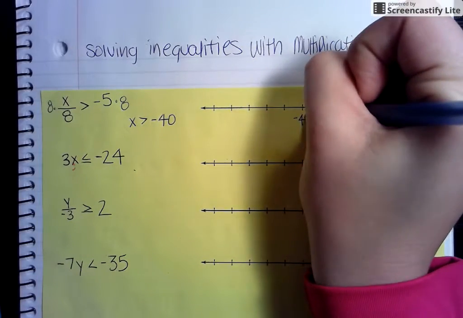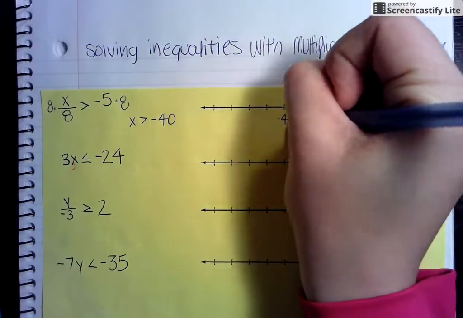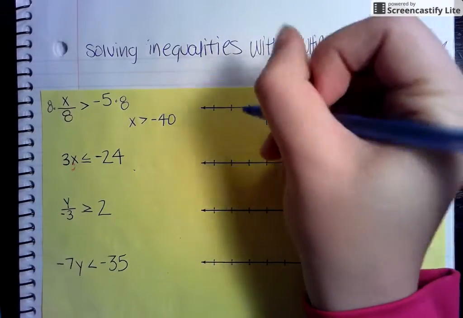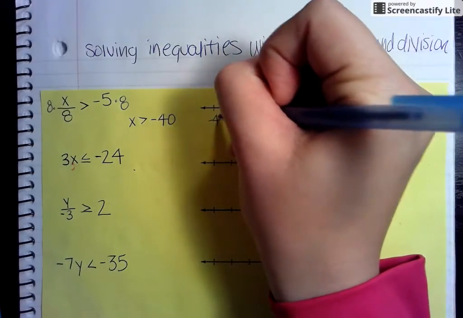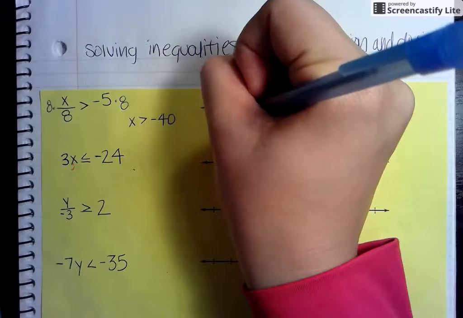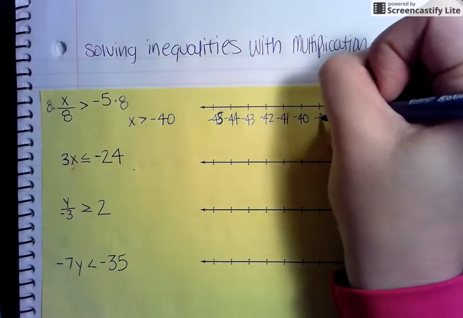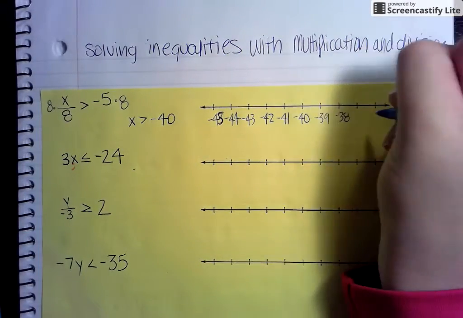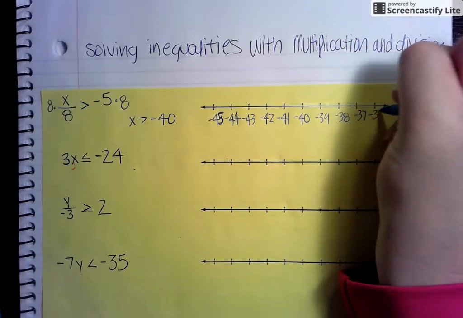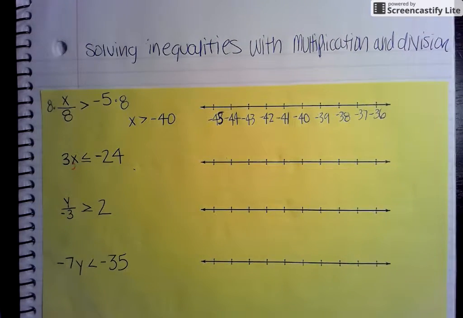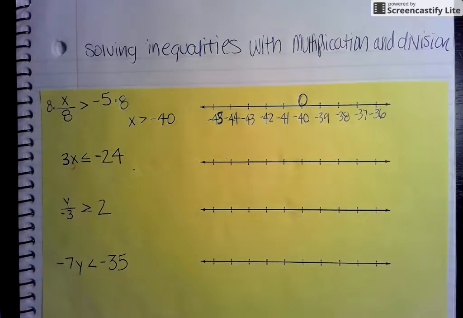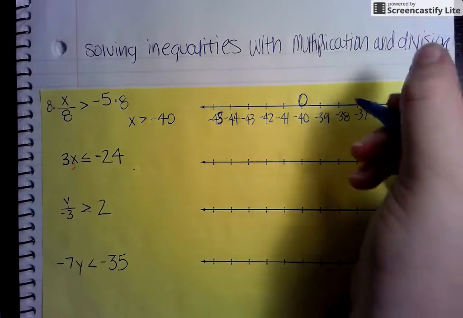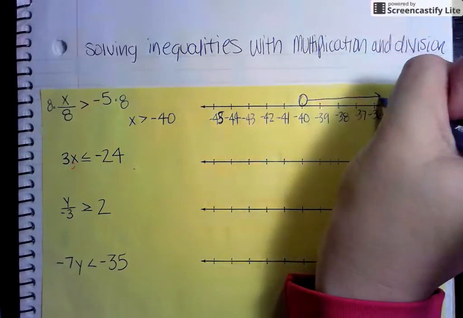I always want least to greatest. So I'm going to fill it out all the way. Then we're going to go this way. So we have negative 39, negative 38, negative 37, negative 36. And because it is a greater than sign, we are going to put an open circle, and we want numbers that are greater than negative 40. So that would be any number to the right of it.